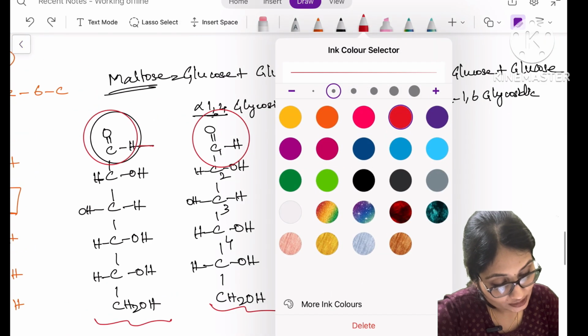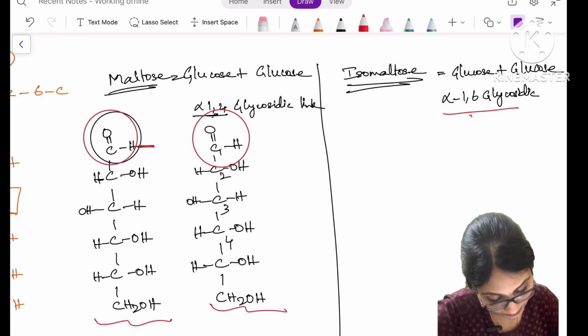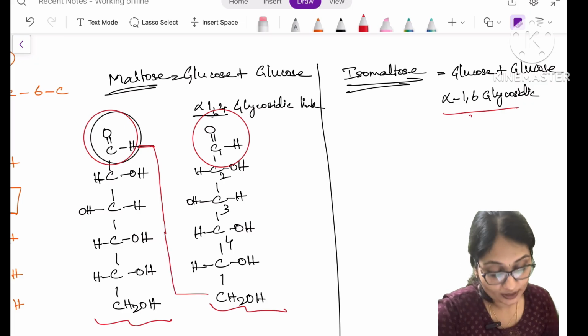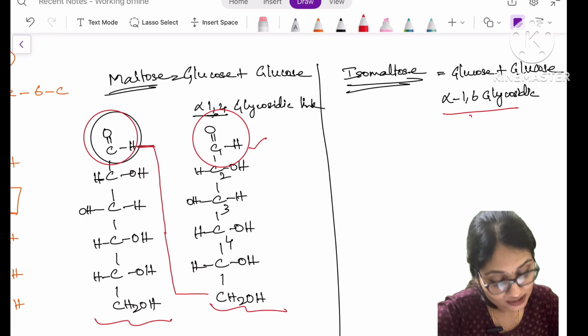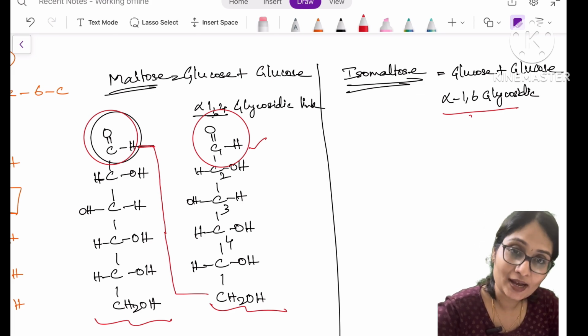Which means which two units should be linked? The first carbon here and the sixth carbon: 1, 2, 3, 4, 5 and 6. So this is the sixth carbon, and these two are involved. Again, is this reducing or non-reducing? It is reducing because this functional group is free. So this is about maltose and isomaltose.